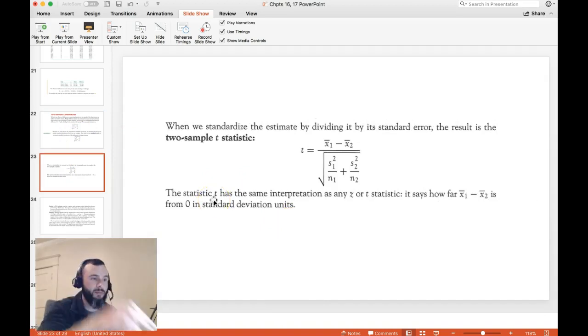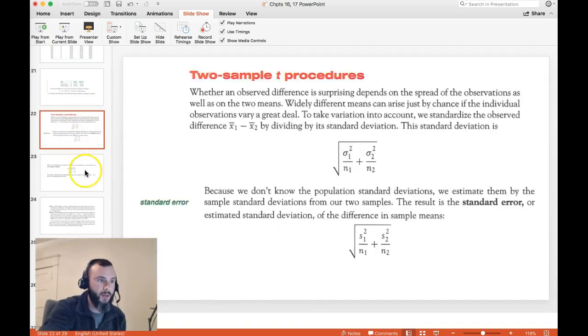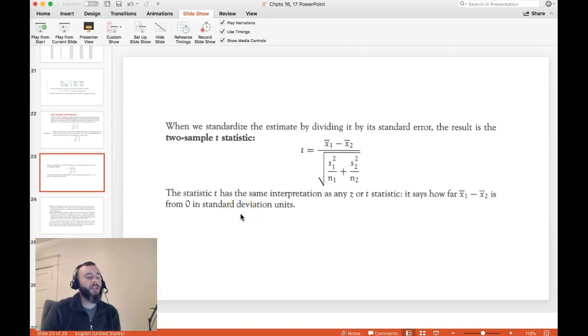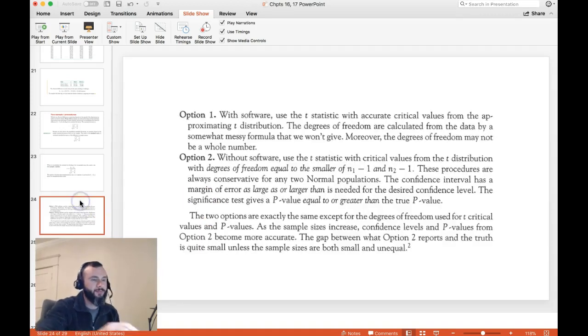Or, excuse me, estimated standard deviation. Okay? The statistic t has the same interpretation as any z or t statistic. It says how far x1 bar minus x2 bar is from 0 in units of standard deviations. There are two options for doing this.